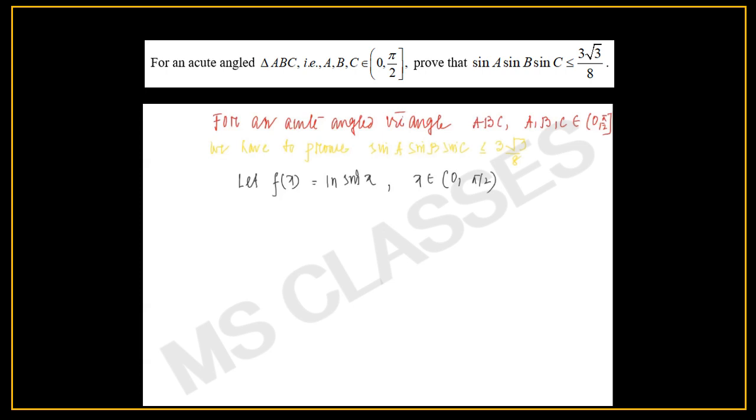We just take (0, π). Now here if we find f'(x), it is cos x by sin x, that is cot x. And f''(x) is minus cosec square x. Now this will be less than 0 when x belongs to (0, π/2). That means what? It is concave down.